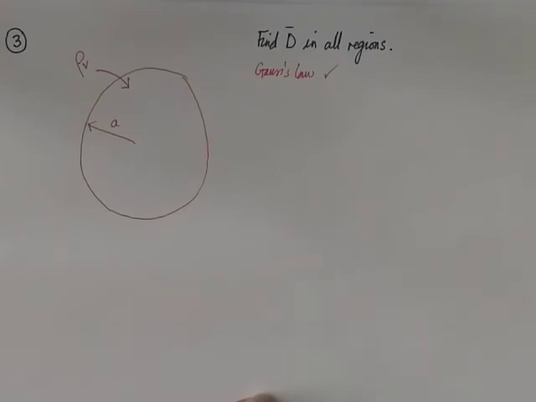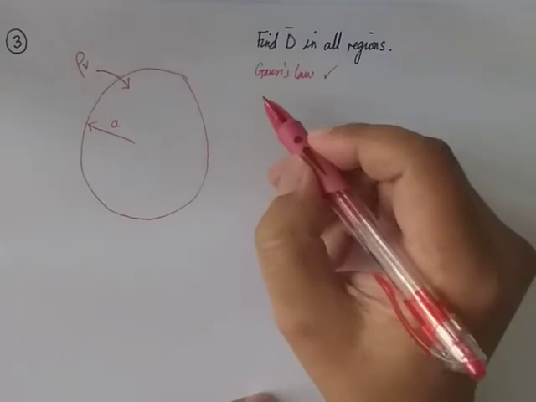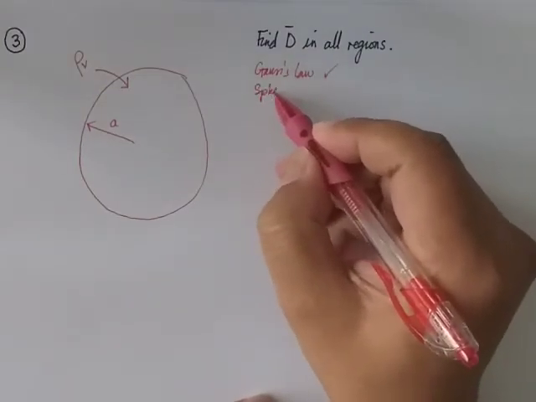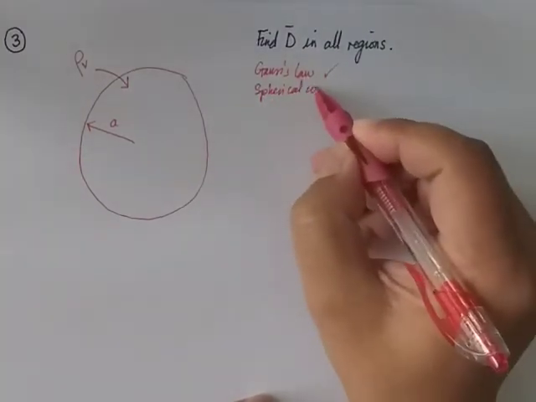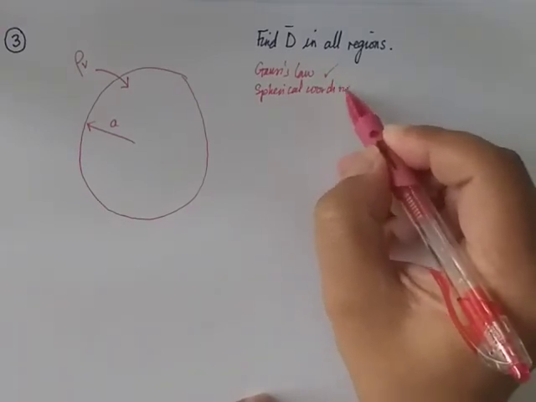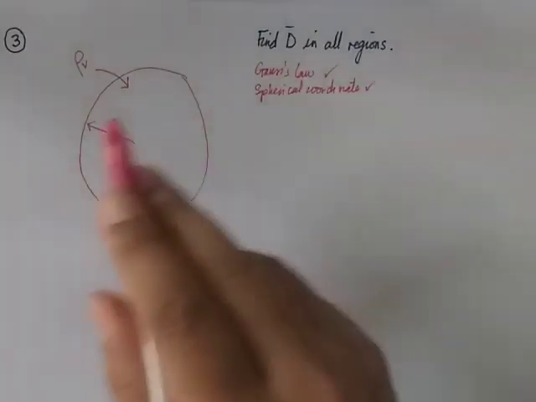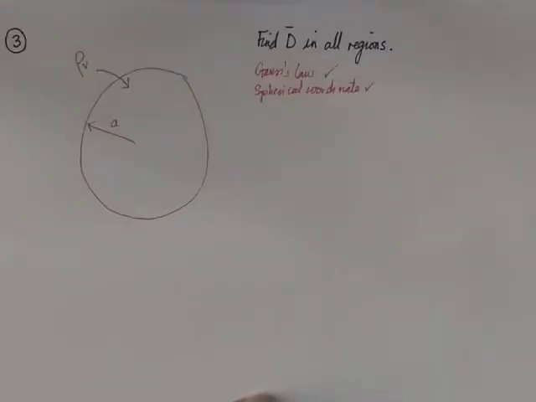Now, what should be the next issue? What coordinate system should we use in this particular problem? Good, we should use spherical coordinates. Why? Because the source is a spherical shape. Therefore, with that behavior, we should use the suitable coordinate system, which is the spherical coordinate system.